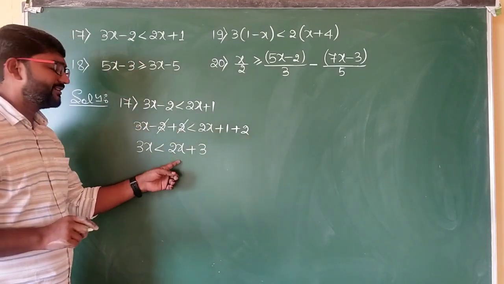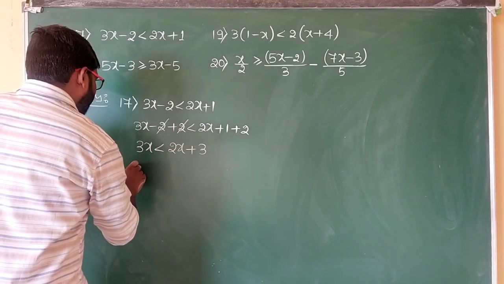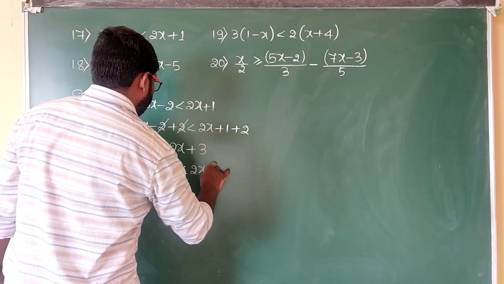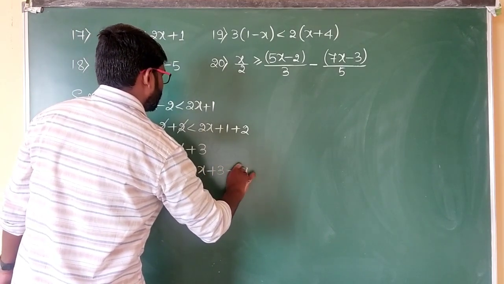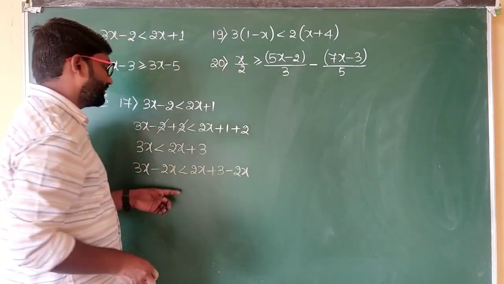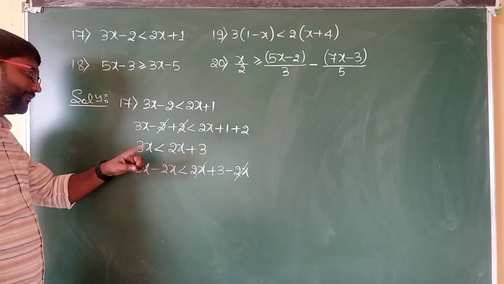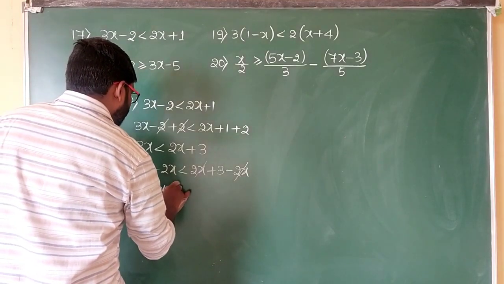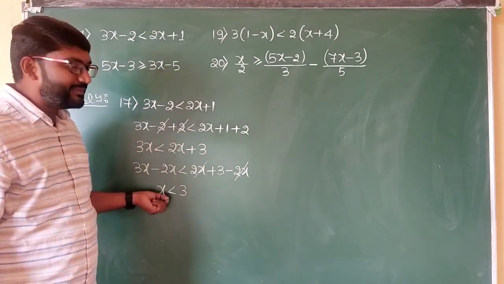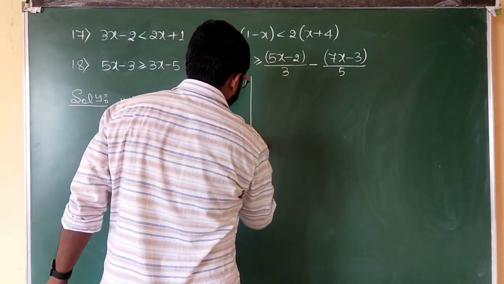Now, 2x is an extra term on the right hand side. So, let us eliminate that by subtracting 2x. 3x minus 2x less than 2x plus 3 minus 2x. We can subtract the same term or the same number. Now here plus 2x minus 2x get cancelled. So, 3x minus 2x will be x. x less than 3. This is the solution now. x has to be less than 3. Let us go for the graphical representation or the graphical solution.